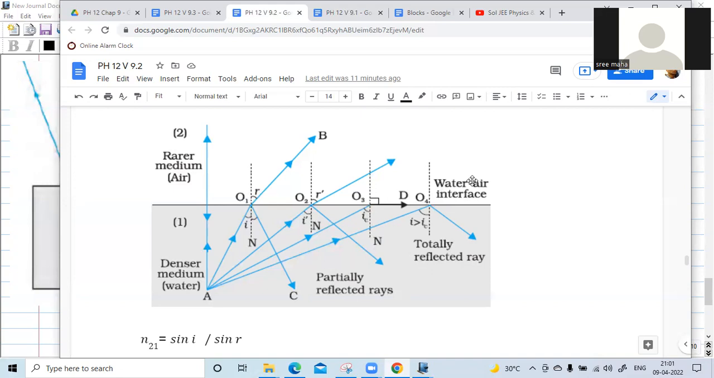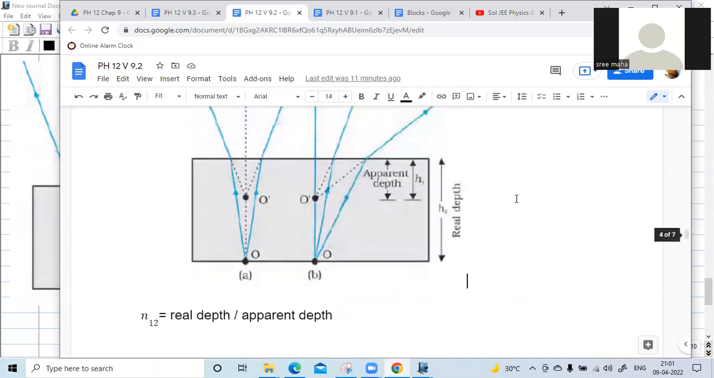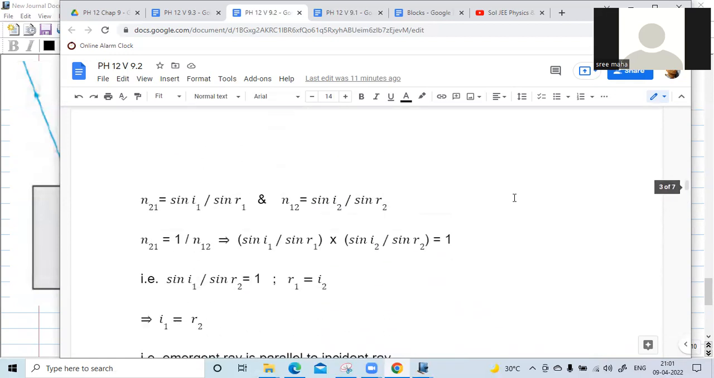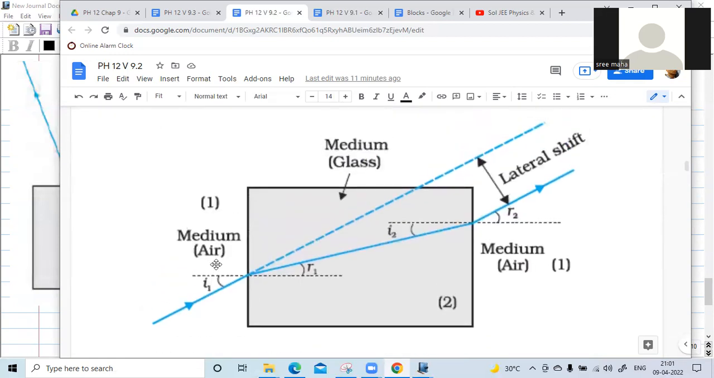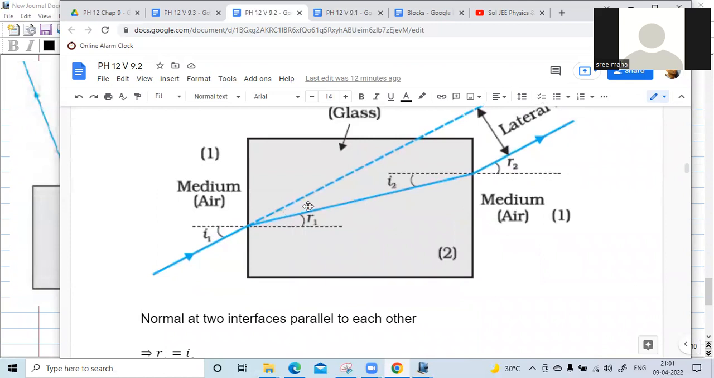If we move from rarer to denser medium, will some of the rays also be reflected, sir? Yes, partially reflected. It holds true if we move from rarer to denser medium. Always, see here also, moving from rarer to denser, it is getting refracted. Here there is no question of total reflection, but still a small amount of light will get reflected, maybe 2% or something.